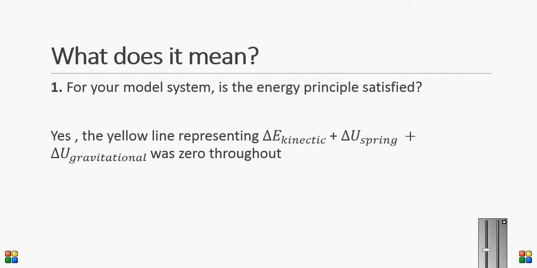So what does it mean? For your model system, is the energy principle satisfied? As we've already said, yes. Since the yellow line representing the change in kinetic energy plus the change in spring potential and the gravitational potential was equal to 0 throughout, from the model we can see that the energy principle was satisfied.